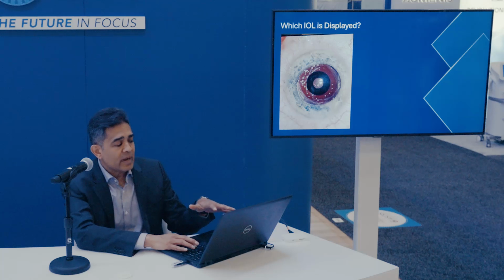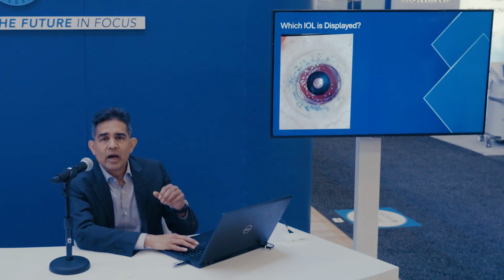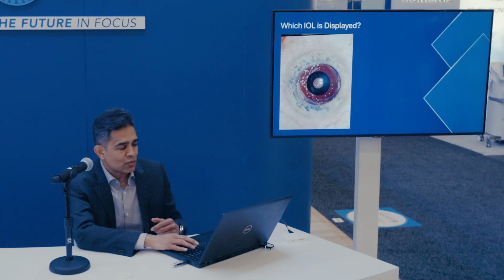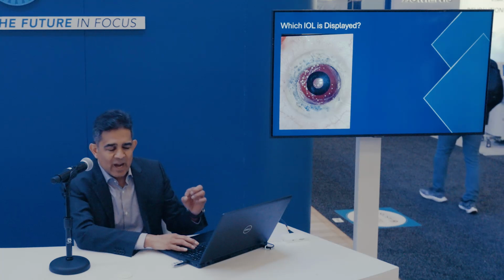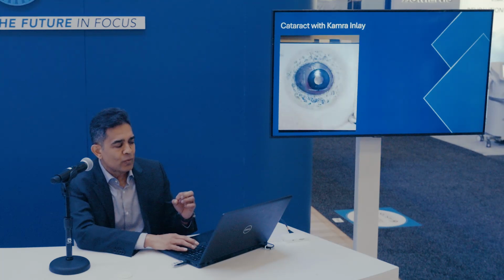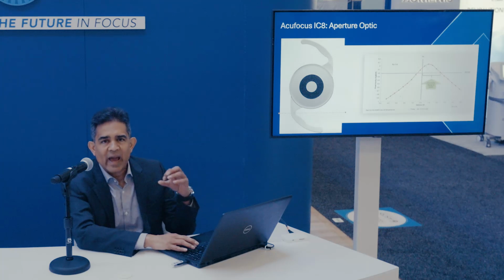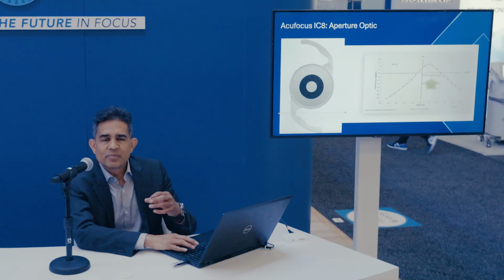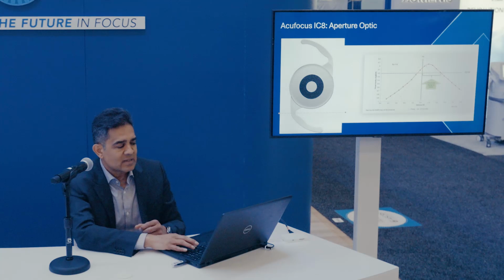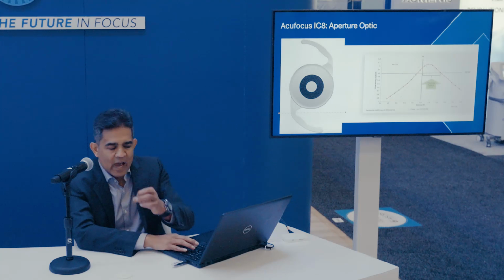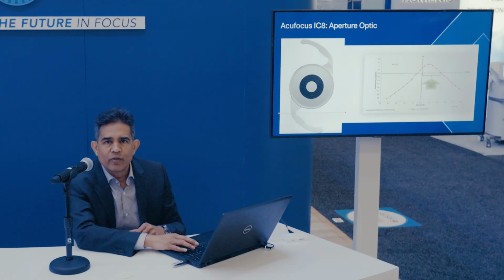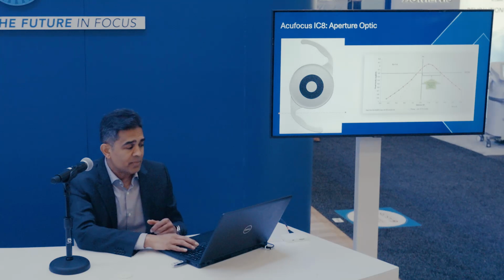The main thing you want to make sure is that you target a -1 level of myopia in this situation. But utilizing the same concepts, what happened is we created this new lens called the AcuFocus IC-8 lens. It's basically similar to the inlay, and what it does is it creates aperture optics to increase the overall defocus curve. So how does this work?